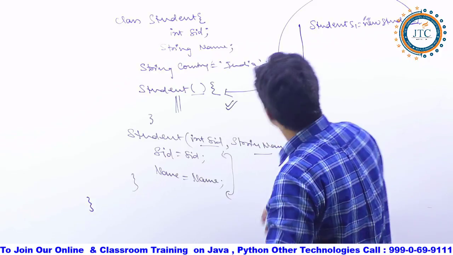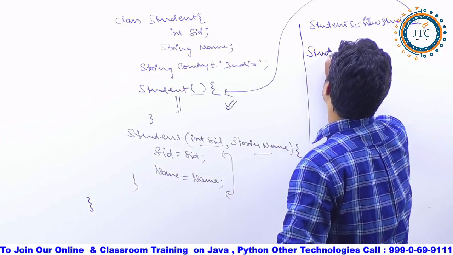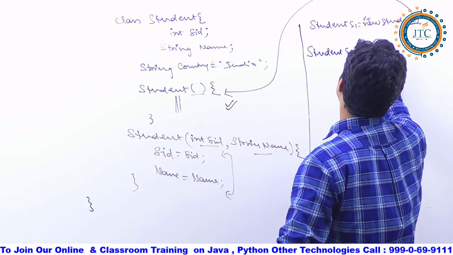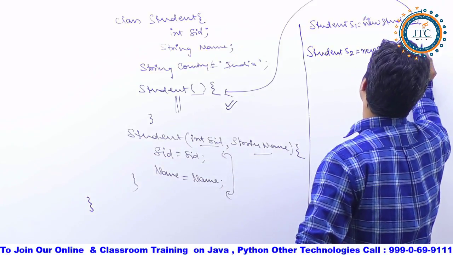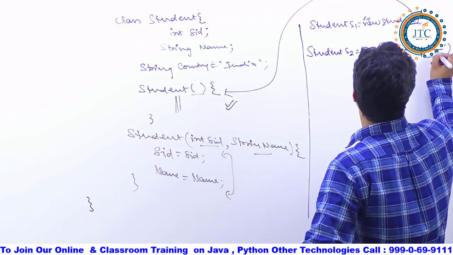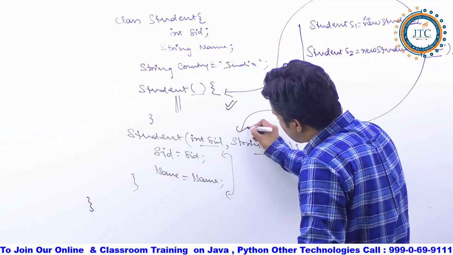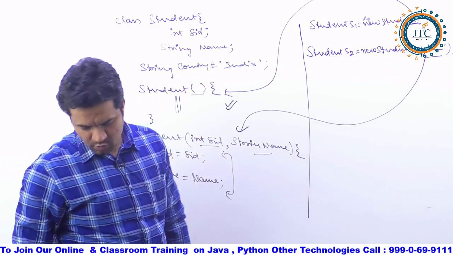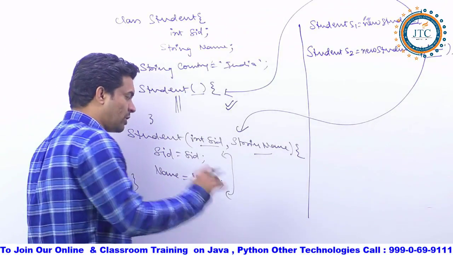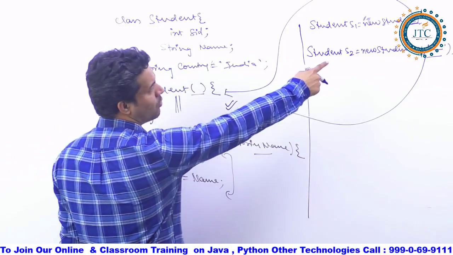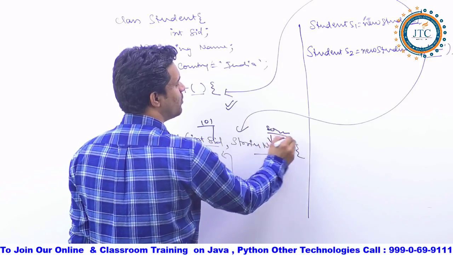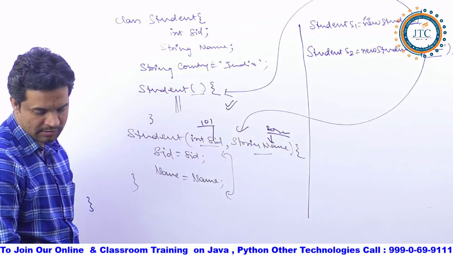But at the same time, when I create S2 is equal to new Student, and inside this I have given 101 and some name, suppose Som, this is going to invoke the two-parameterized constructor. When it is invoking the two-parameterized constructor, the SID value is already 101, and the name value is given as well.